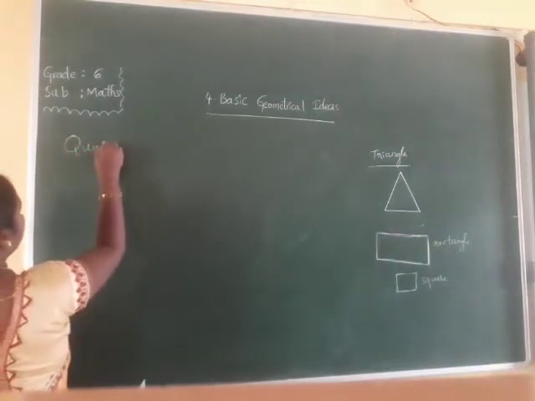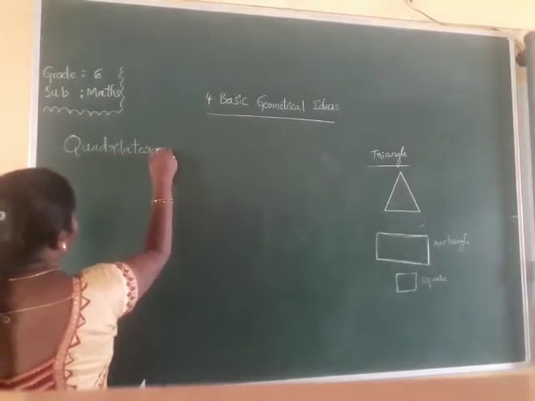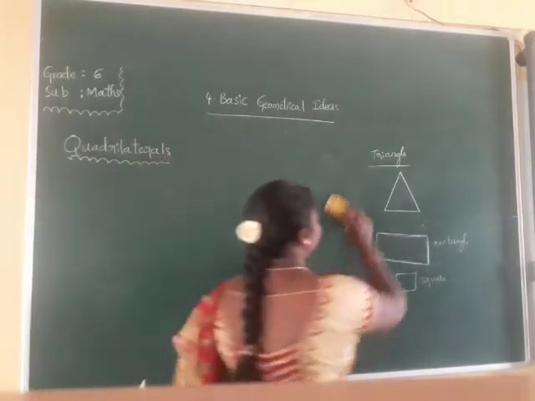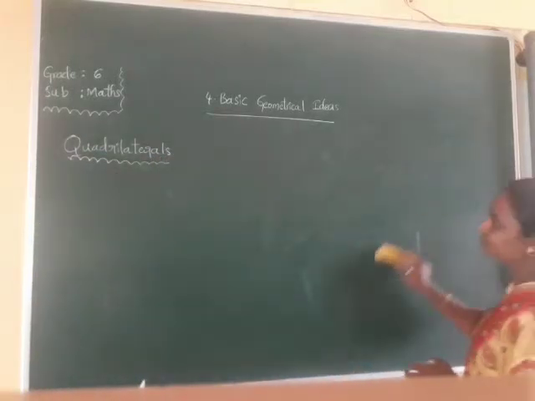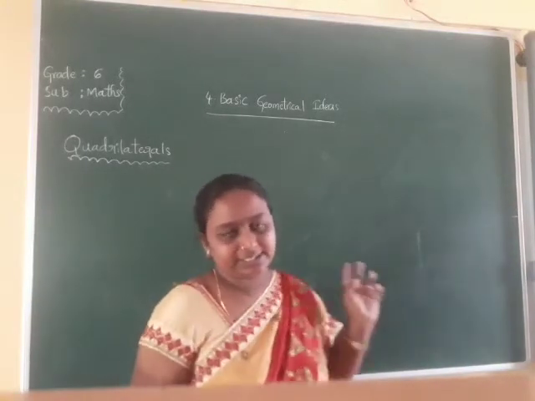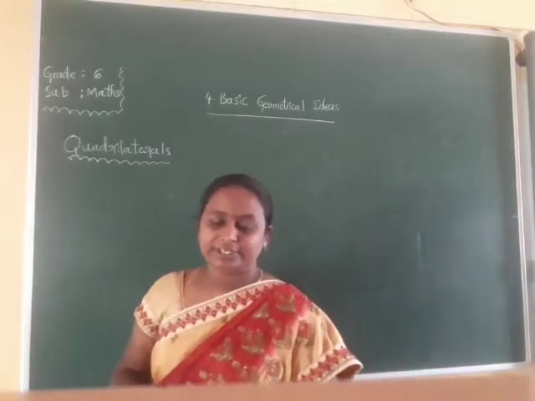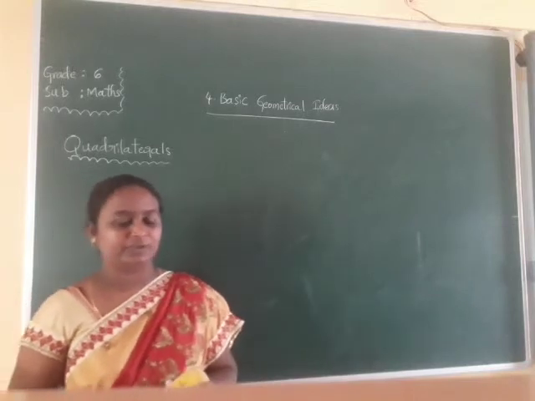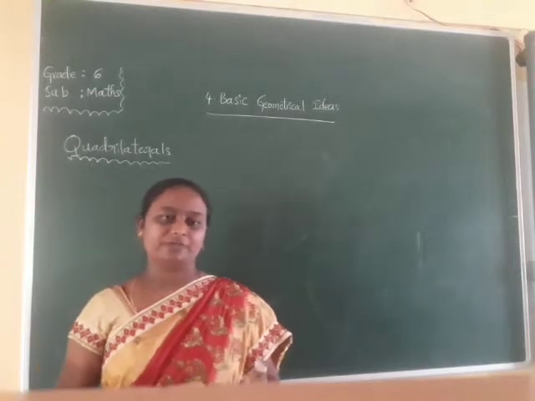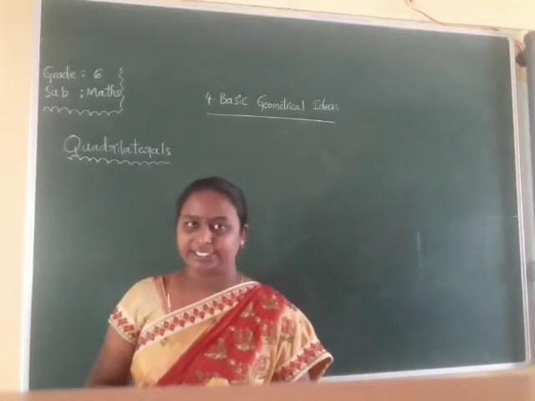Now write down in your notebook the heading: Quadrilaterals. This quadrilateral contains four sides and four angles also. Last class you learned the definition of a triangle. If a figure has three sides, it is a triangle; if any figure has four sides, we can call it a quadrilateral.